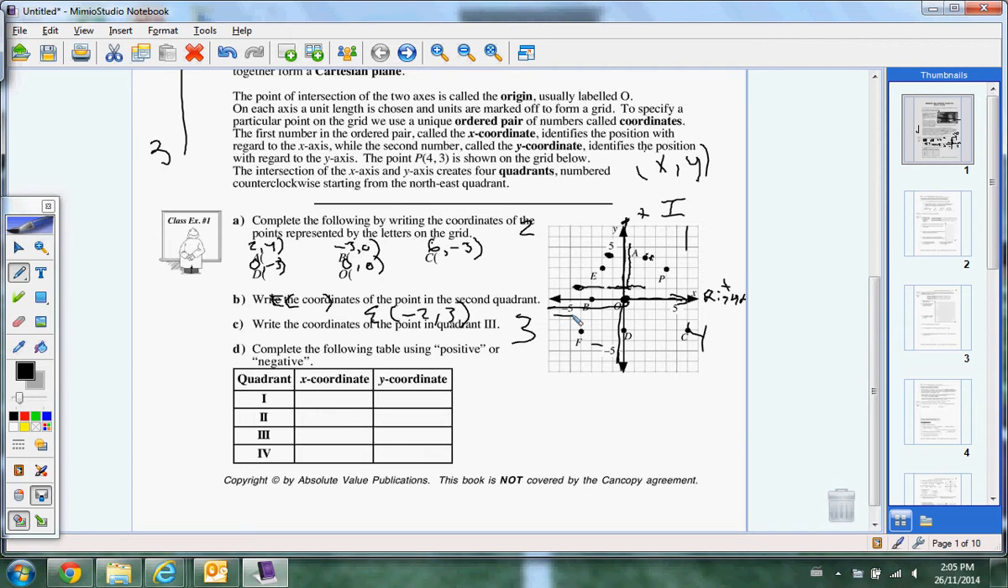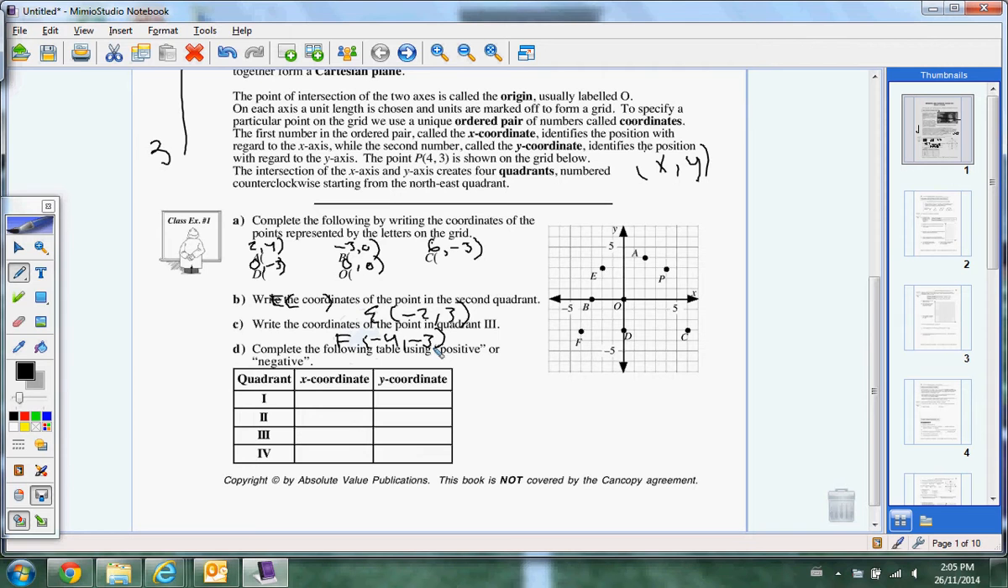Okay? All right. Write the coordinates of the point in quadrant 3. Okay, there's a lot of stuff going on here. Let me erase all this real quick so we can see. Okay, what is in quadrant 3? Let's go to Alex. F is good, and what is F? -4, -3. Good. Negative, negative.